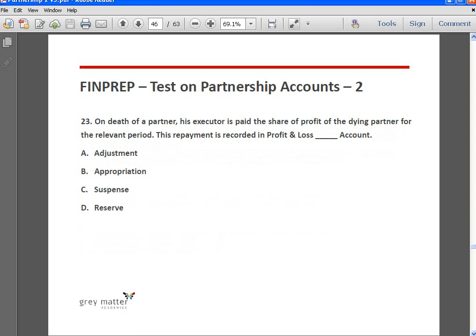Next, on the death of a partner, his executor is paid the share of profit of the dying partner for the relevant period. This repayment is recorded in the P&L suspense account. See, unlike in case of a retirement where the date of retirement can be decided, the date of death can never be planned. So what happens is, suppose a partner dies in the middle of a year, then his representatives are entitled to get the deceased partner's share in the profits for that period, for which he has worked in the firm. And in order to determine the profit that the firm has made during that period, we open an account called P&L suspense account.